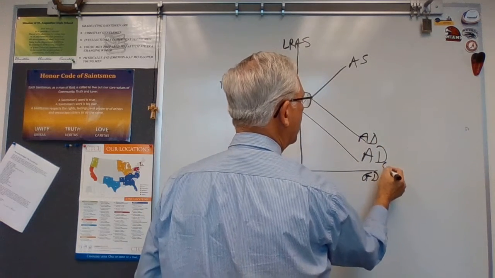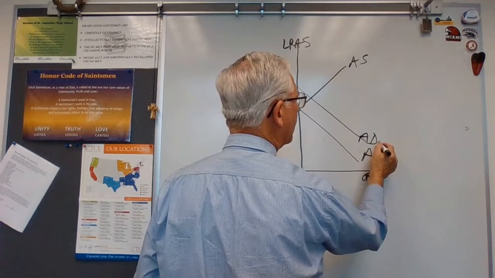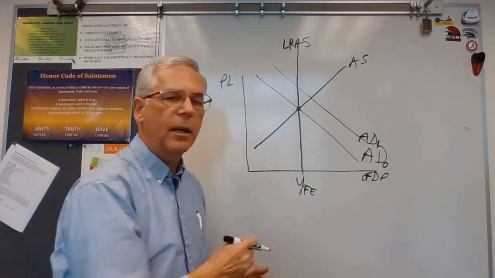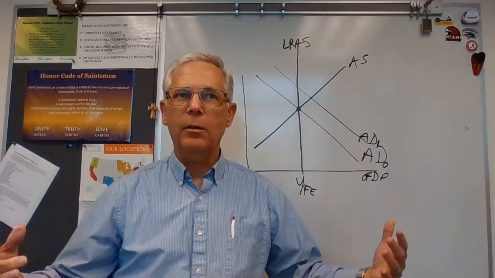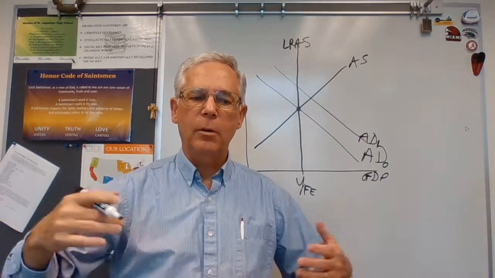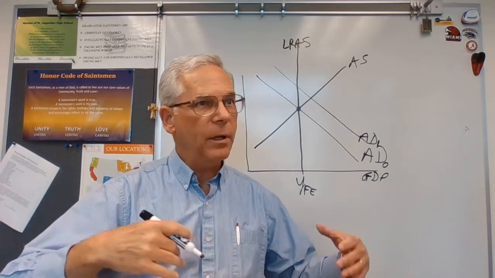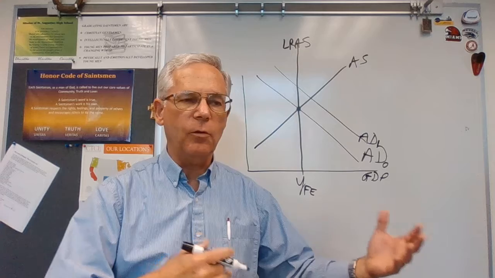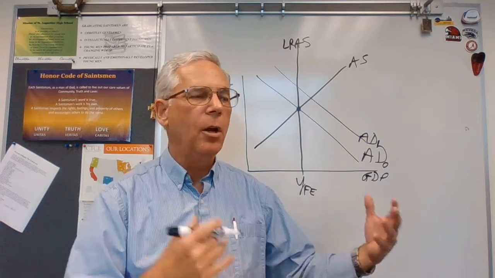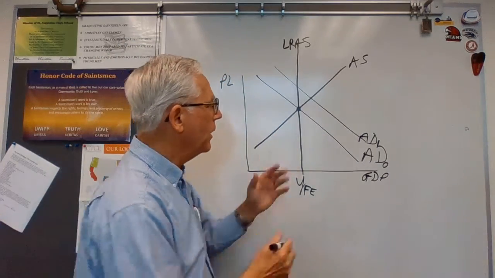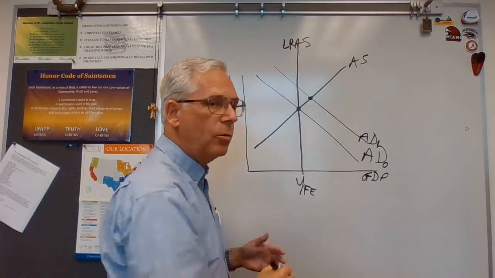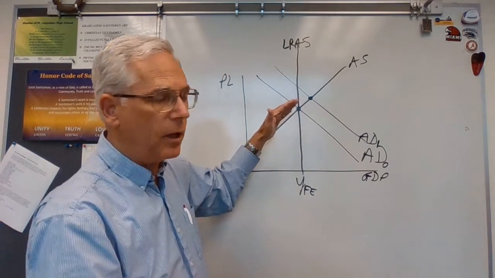Okay, we'll call this aggregate demand sub-zero and this aggregate demand 1 shifting to the right. This is classic demand-pull inflation. People are spending more because they're excited about it, whether it's consumers or government or businessmen or foreigners. And we wind up at a new equilibrium at a higher price level.